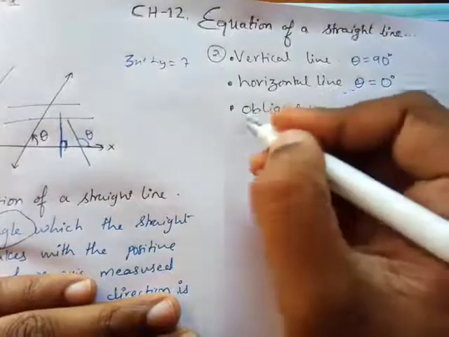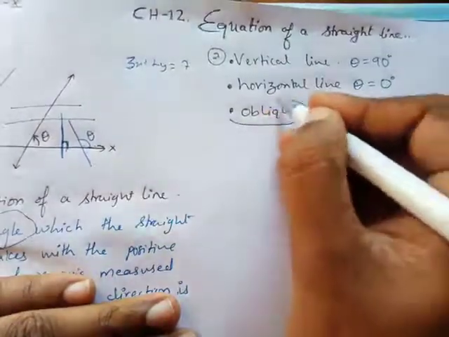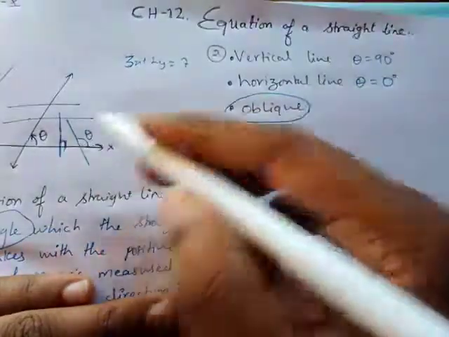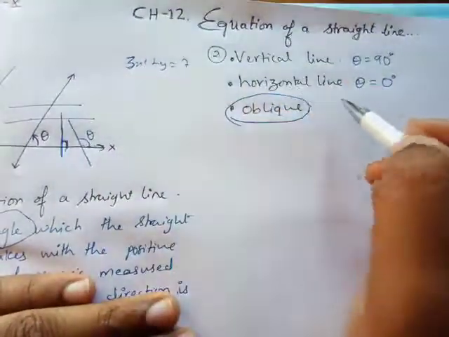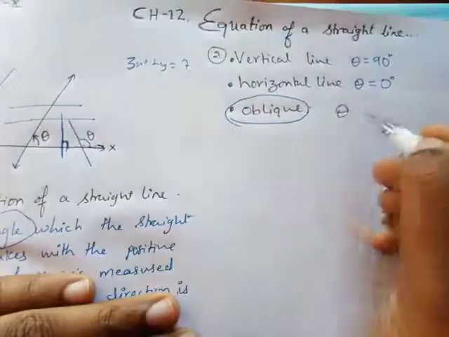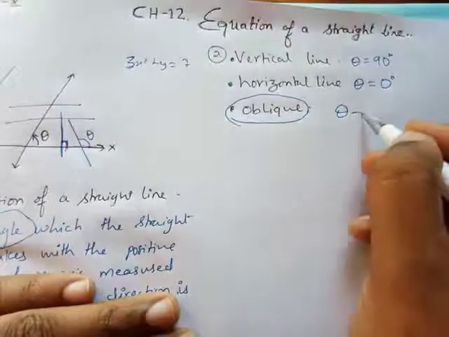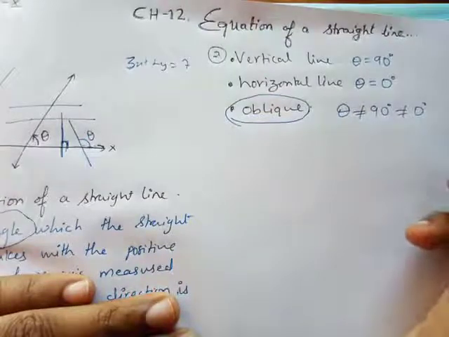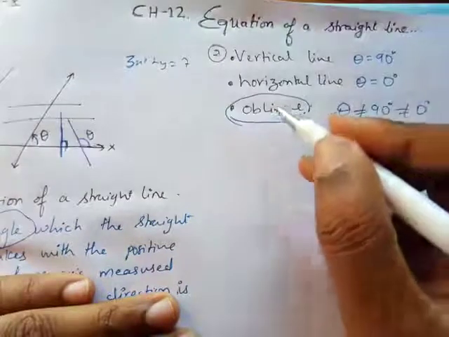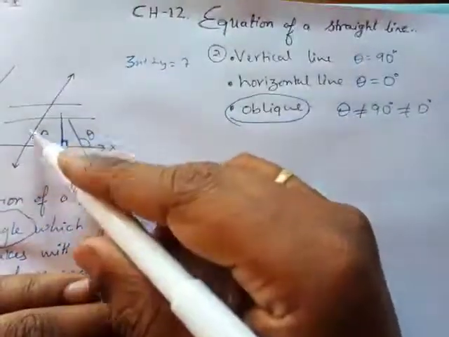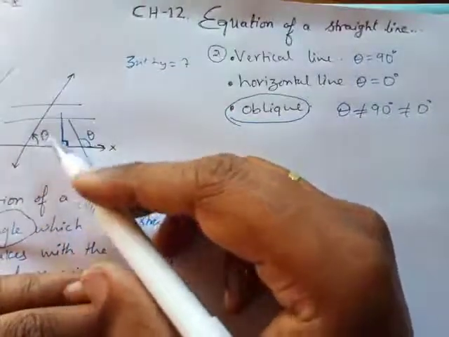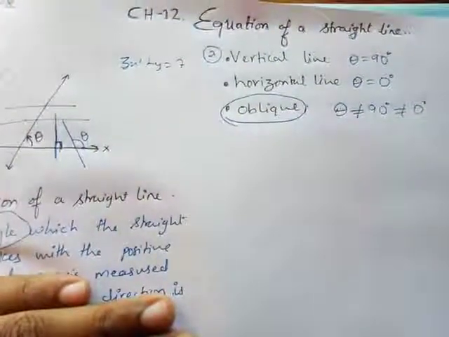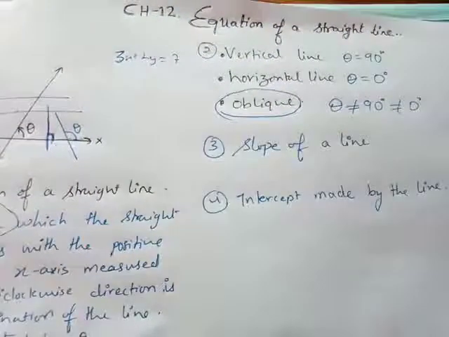So in this chapter we'll be learning about oblique lines, the lines that are neither vertical nor horizontal. So what is the inclination? Inclination is theta, but it's not equal to 90 degree and it is not equal to 0 degree. So we'll be learning about this kind of lines that make an angle between themselves and the x-axis. Is that okay? Okay, what is the slope of a line?